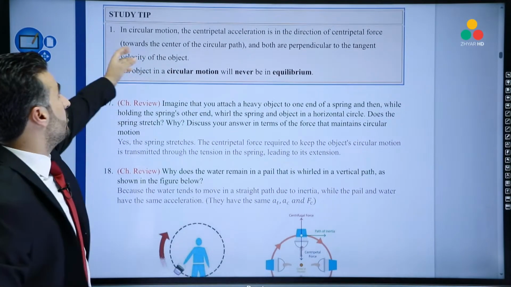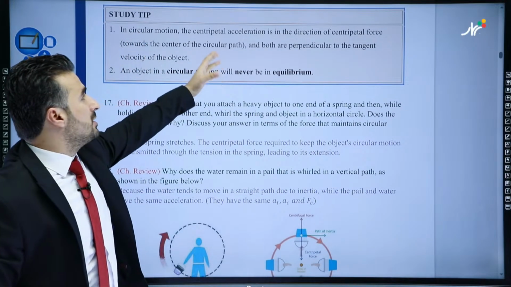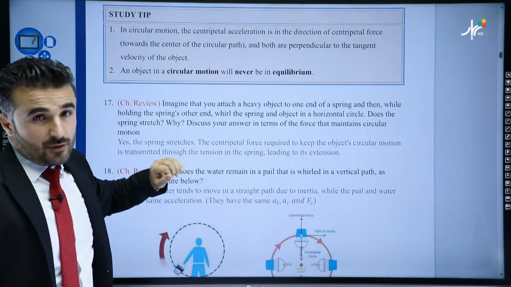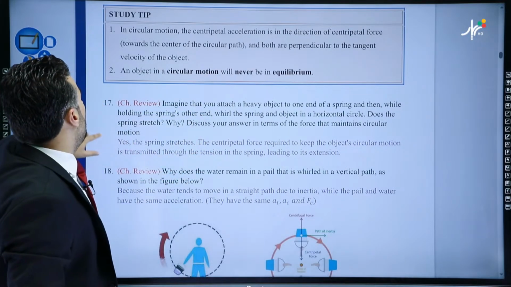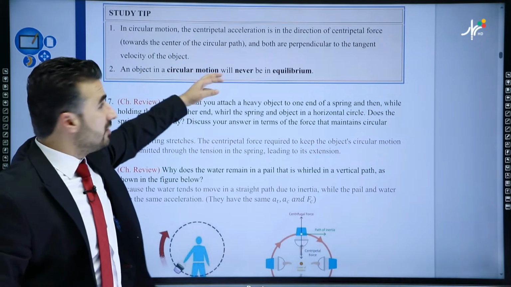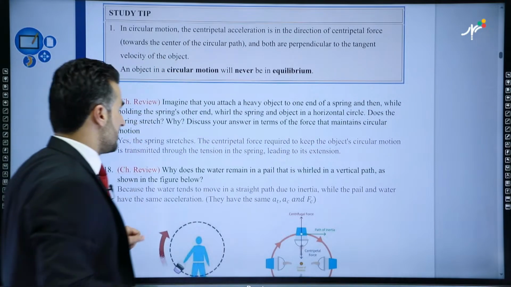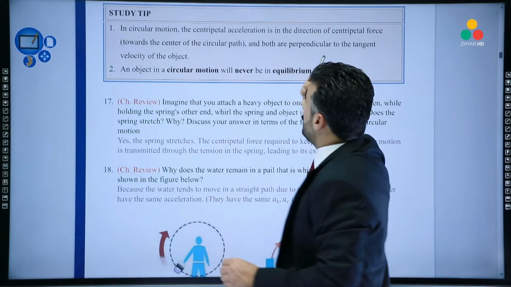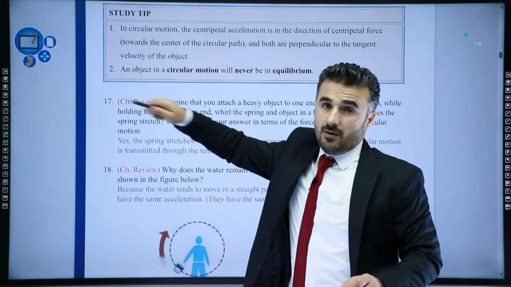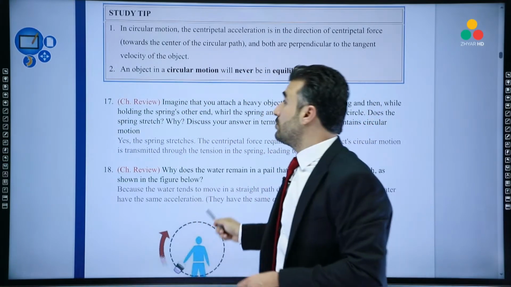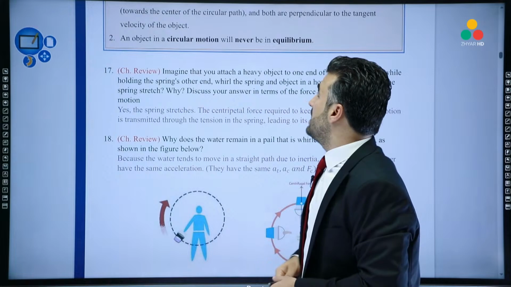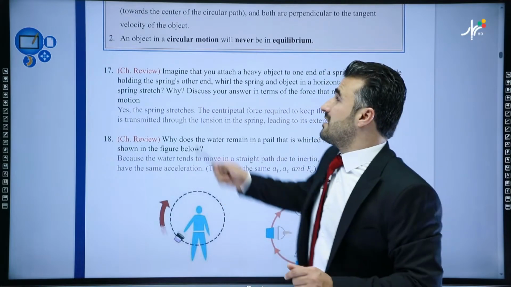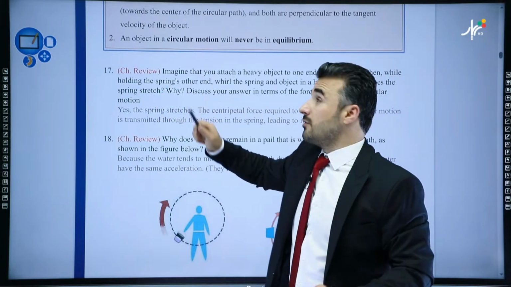It says, in a circular motion, the centripetal acceleration is in the direction of the centripetal force. We do know that. Each one of them is towards the center of the circular path, and both are perpendicular to the tangent velocity of the object. We did cover, or we talked about, this one as well. Something also very important is this, the second point, very important. I want you to know that.